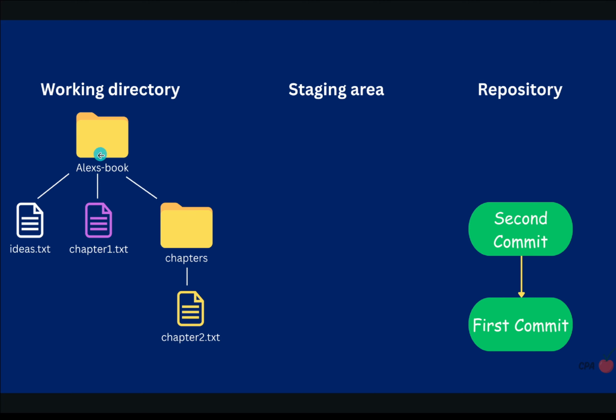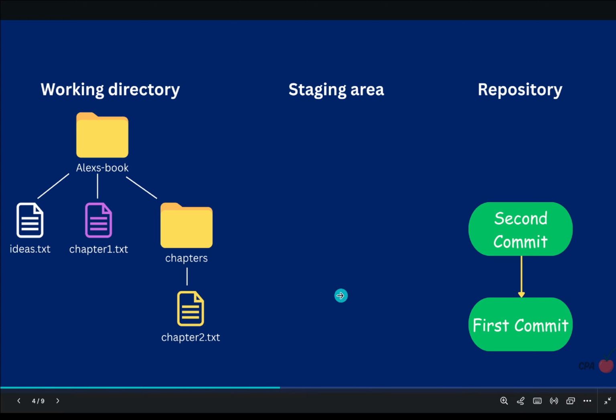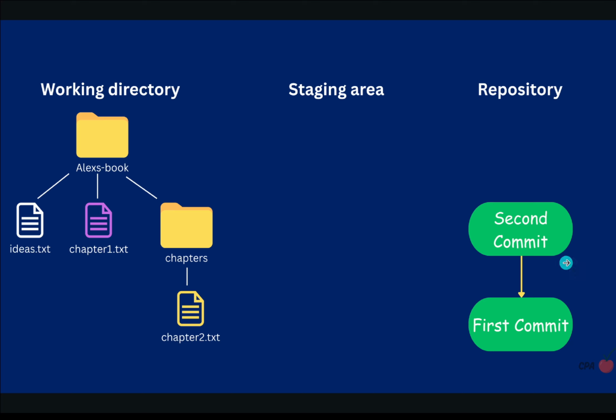So we have this project, Alex's book, and she has three files basically: ideas.txt, chapter 1, and chapter 2. And we saw in the previous episodes that she had already made 2 commits. Now the concept of working directory is quite simple. It is where we see our files, where we add a new file, where we edit our files. So this is what we're used to without the Git stuff. This is where we work, where we save our things.